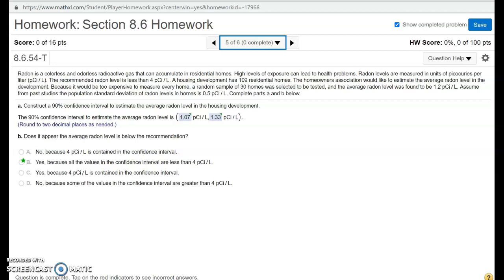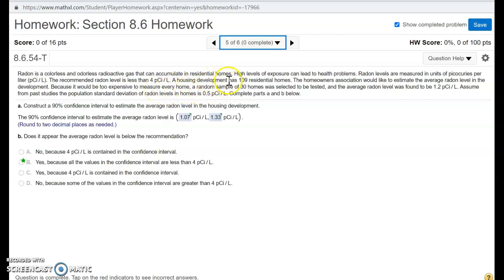So in this problem, it says radon is a colorless and odorless radioactive gas that can accumulate in homes. High levels of exposure can lead to health problems. Radon levels are measured in units of picocuries per liter. I'm guessing that's how to say that. The recommended radon level is less than 4 per liter. I'm just going to say 4, the recommended level.